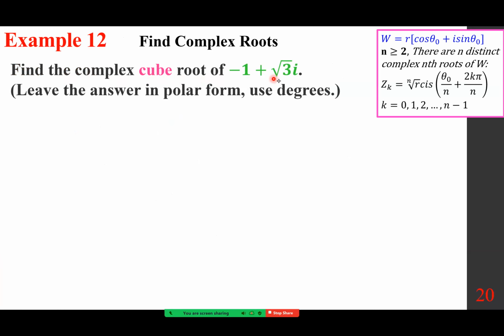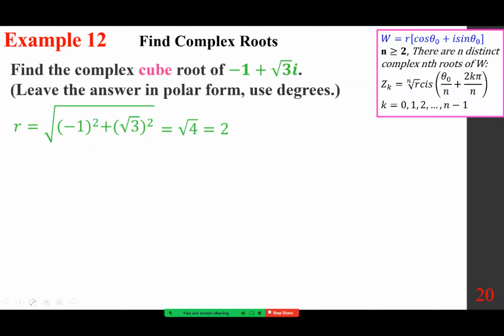Find the complex cube root of negative 1 plus square root of 3i. Leave the answer in polar form. Use degrees. So to find the cube root, first we are going to write this as r cis theta. To write this as r cis theta, we are going to find the r first, which means negative 1 quantity squared plus square root of 3 quantity squared. Remember, this is x plus yi. And by now we've seen it many times. So negative 1 squared, square root of 3 squared, this is 1, this is 3, they add up to 4, comes out as 2.